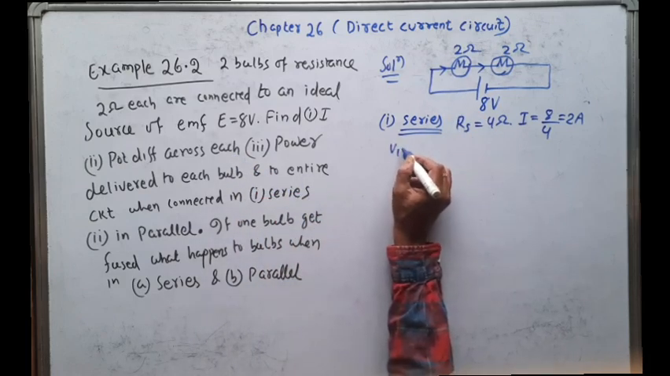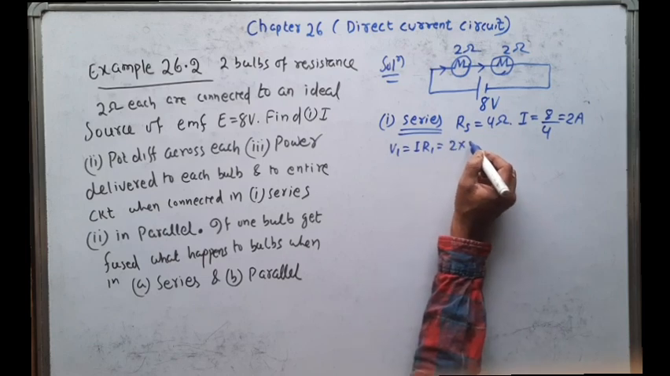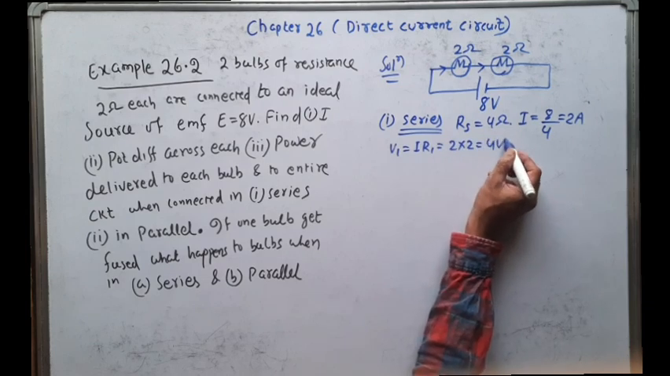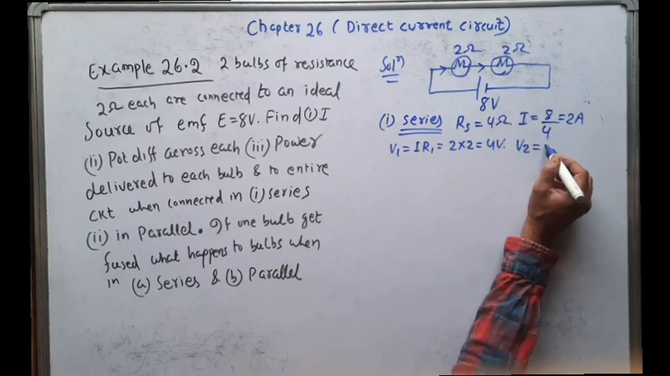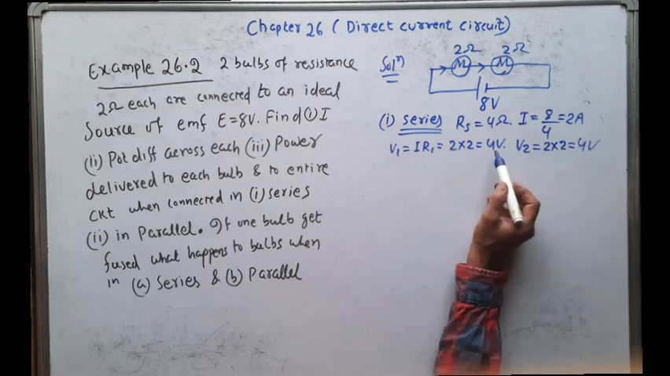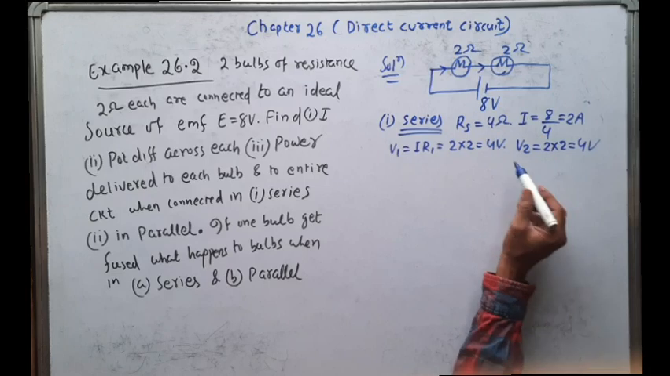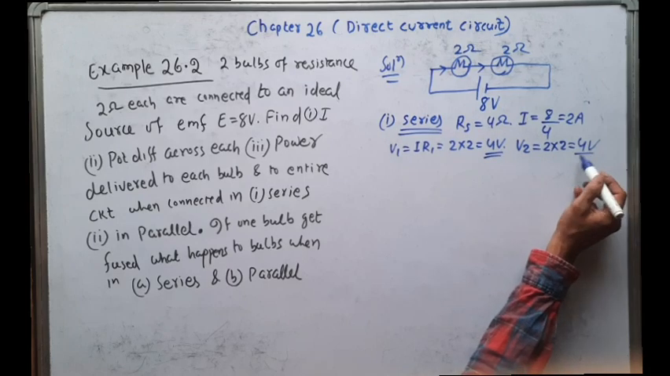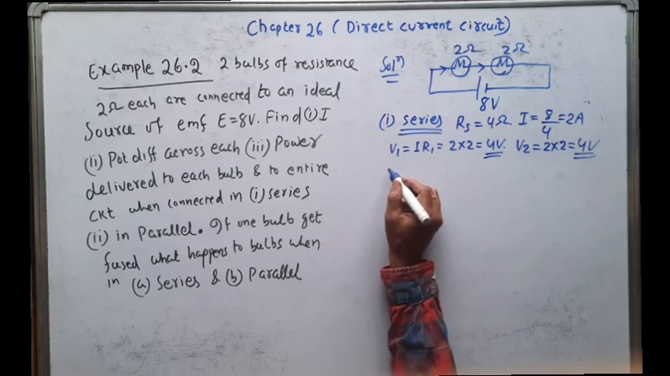So I can say V1 is equal to I into R1. I is equal to 2, R1 is equal to 2, that is 4 volt. Then what is the voltage across the second bulb? For the second bulb, I is equal to 2 ampere, resistance is equal to 2, that is 4 volt. So you had given an 8 volt supply to both, so the voltage will be divided equally because they have the same resistance.